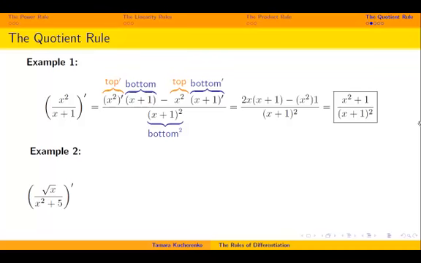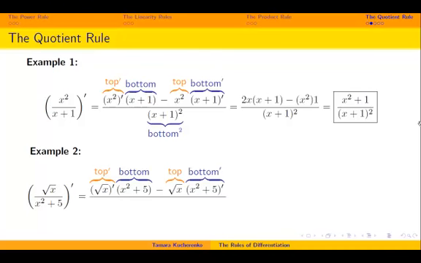The next example is to take the derivative of square root of x divided by x squared plus 5. Here the top is square root of x. The bottom is x squared plus 5. By the quotient rule, we get that the derivative is top prime times bottom minus top times bottom prime divided by the bottom squared. Now let's take the derivatives.